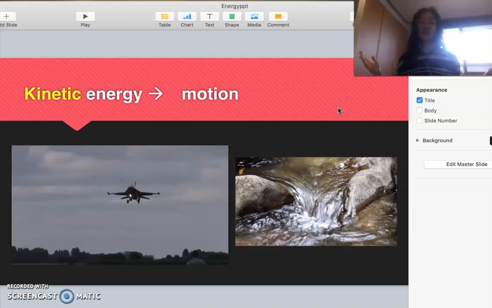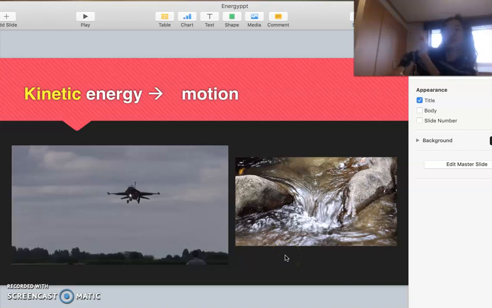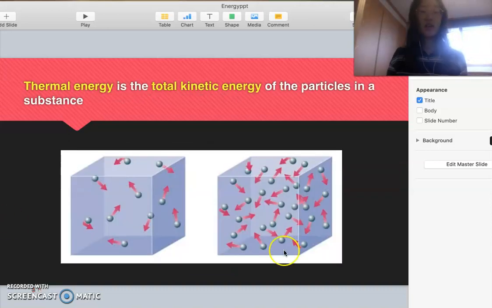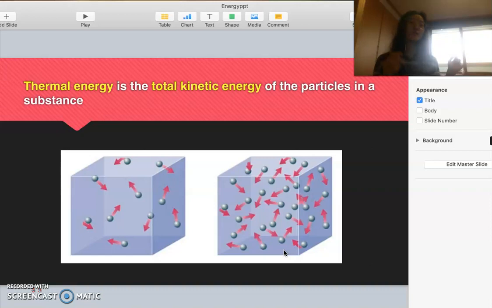Some other examples of kinetic energy, I'm sure you could think of some on your own. The moving airplane, when it goes up and down, that's kinetic energy. We also got water when the streams are going down, that is kinetic energy. So thermal energy, we're going to move on to a little bit different subtopic. Thermal energy is a kind of kinetic energy. So it's moving.